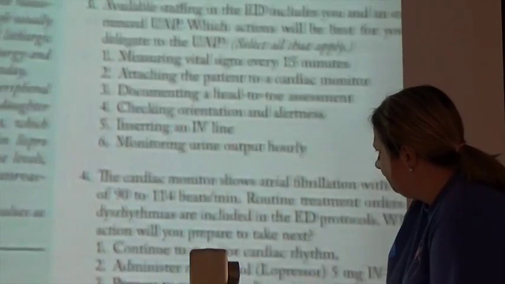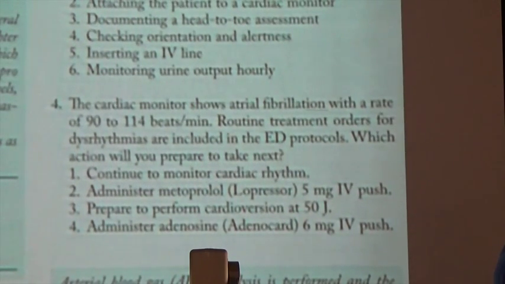All right, number 4. So, atrial fib 90 to 114. Which action will you prepare to take next? No. I think I have mine. I don't know if it's right or not, but so what do y'all think it is? Go with two. I agree. Anybody else? I've heard two. I've heard three.